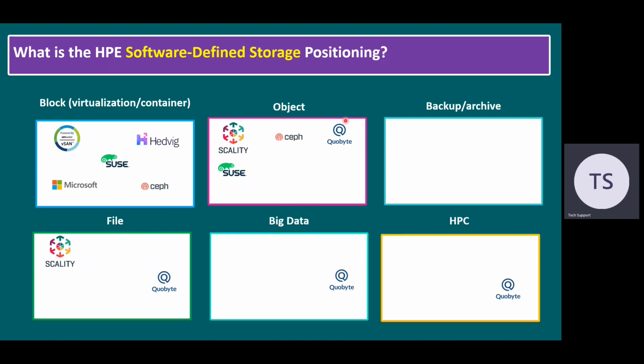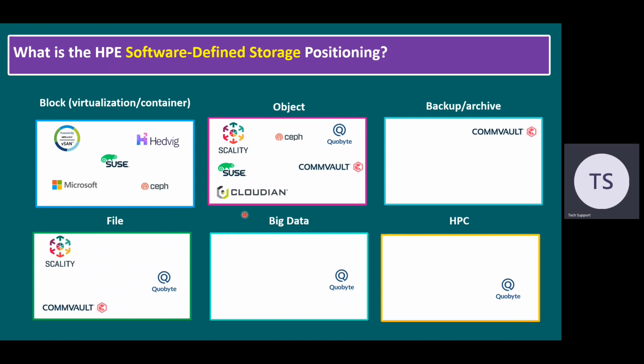Okay, and similarly another partner is Cohesity, which also provides object and file storage and a big data solution, and also HPC, high performance computing. And likewise, we have other partner companies like Commvault. Commvault is already a familiar name for backup and archive. They also provide object software defined storage, and they also provide file server storage.